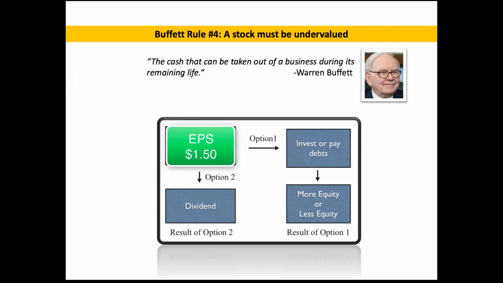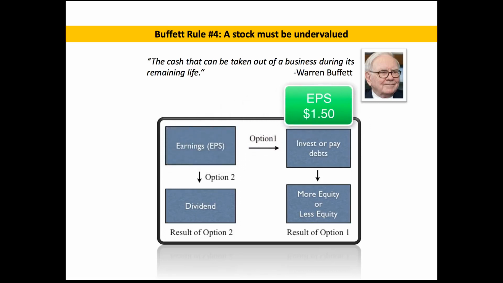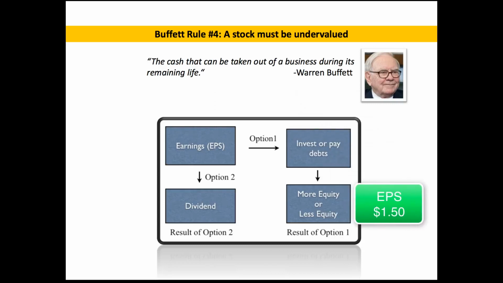Now, if you remember from that first course, the owner, which is you as the shareholder, has the option to either take the first route, which is you keep that money in the corporate bank account, and you're going to either invest that money back into the business or pay off your debts, or whatever the case is. But what eventually happens with that money that you would be investing or paying off your debts, that either turns into more equity or less equity. And that's going to be reflected in the book value, because the book value is nothing more than equity per share.